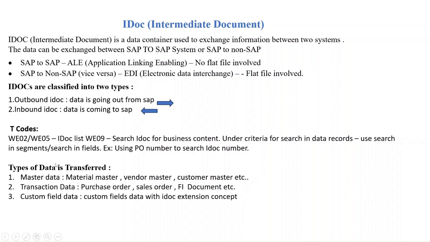As for what kind of data is transferred through IDOC, there are three types: master data, transaction data, and custom field data. In master data, we can transfer data like material master, vendor master, customer master, and many more; master related data will be transferred. Transactional data like purchase order, sales order, FI document, material document, so all transaction related data will be transferred. Then custom field data means whatever enhancements have been done; that kind of data can also be transferred.